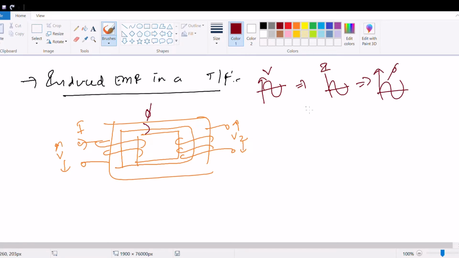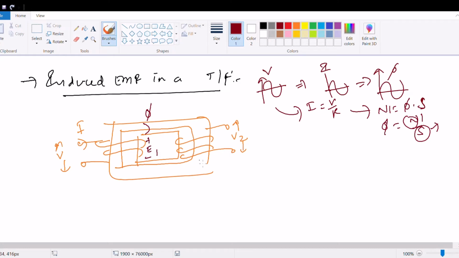Because of I is equal to V by R, from V we get I, from I we get flux into reluctance. So therefore flux is equal to Ni by S. S is a material property which is constant, and N is the number of turns. So therefore induced EMF across primary conductors which have N1 turns, E1 is equal to minus N1 d phi by dt.